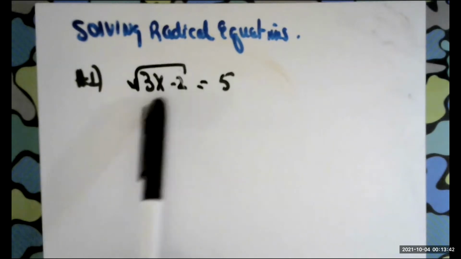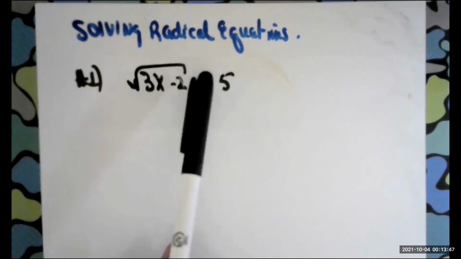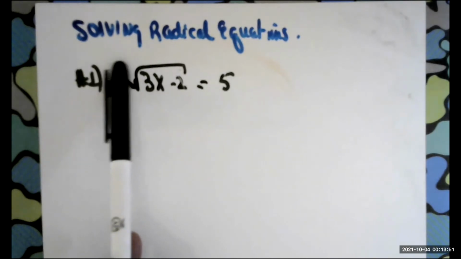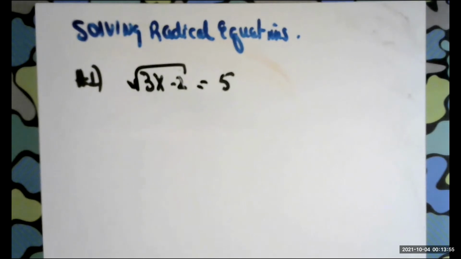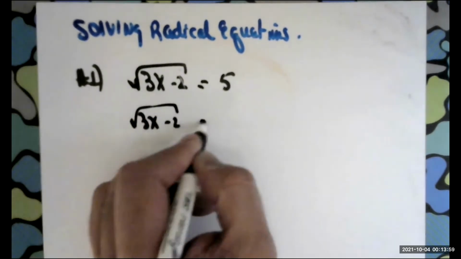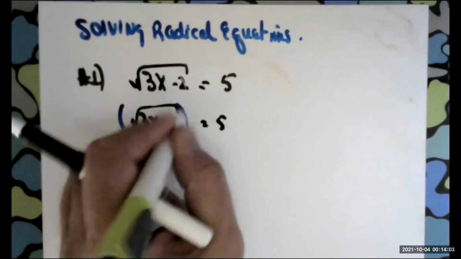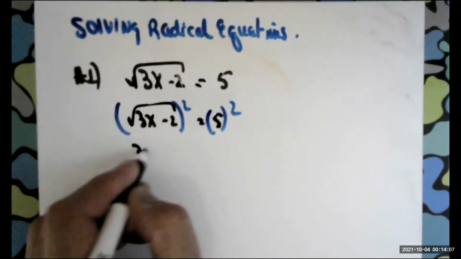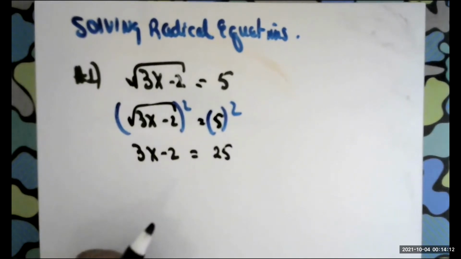The whole idea is to isolate the term that contains the radical so we can quickly raise to whatever power. In this case, of course, the index is 2. Here, the index is 2, so we need to square both sides of the equation. So I have the square root of 3x minus 2 equals 5. We can quickly square to the left, square to the right. And on the left-hand side, we have 3x minus 2 equals 5 times 5, 25.